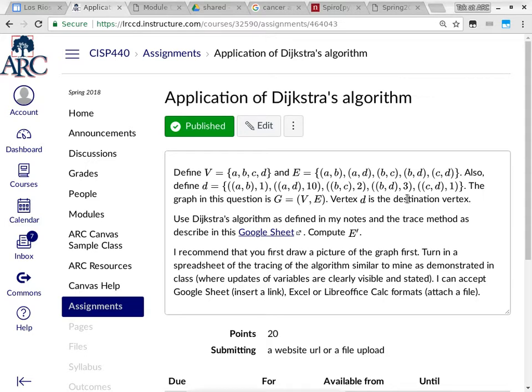This graph is a little bit easier compared to the one that I did in class. It has fewer vertices and definitely a whole lot fewer edges. Are there any questions about this homework assignment? It's due next Monday, so you have basically another 4 or 5 days to work on it. Are there any questions?